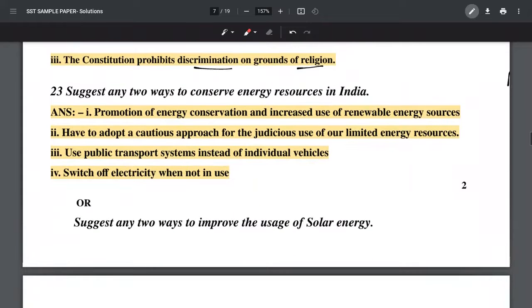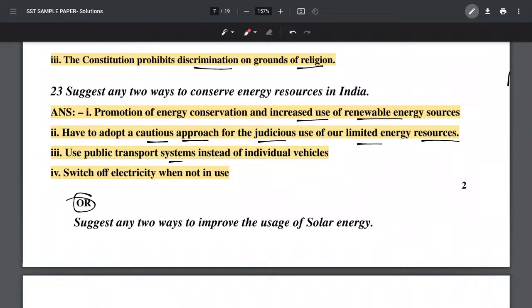Next one is, suggest any two ways to conserve energy resources. This is an alternative question, so we're going to do both of them. First one is any two ways to conserve energy resources. We get energy from sources like solar, wind and water. How can we conserve them? Energy conservation: increased use of renewable energy resources. If you want to promote conservation, we have to use renewable energies. Next, adopt a conscious approach for the judicious use of limited energy resources. Energy resources are limited, right? So we have to use them very judiciously, properly.